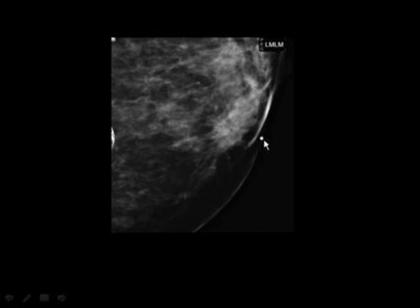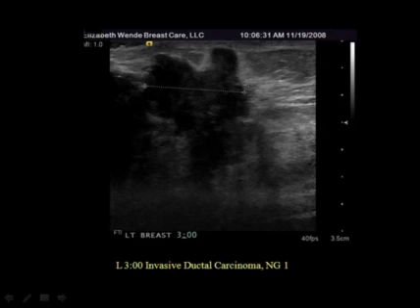Here is a metallic marker on the skin telling us that this is what the patient is feeling. This looks suspicious mammographically. On ultrasound, this was also very suspicious. You see this irregular solid mass with angular margins. It's hypoechoic. It has decreased through transmission, and this was carcinoma on ultrasound-guided needle biopsy. It was an invasive ductal cancer.